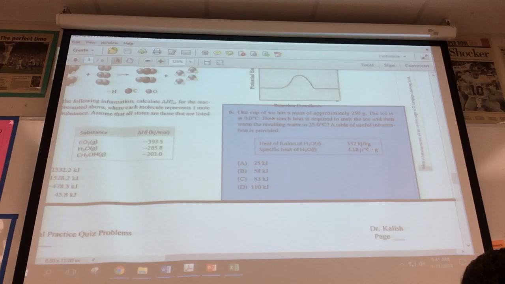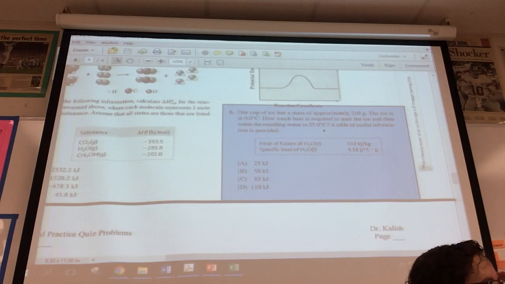It says 1 cup of ice has a mass of approximately 250 grams. The ice is at 0 degrees Celsius. How much heat is required to melt the ice and then warm the resulting water to 25 degrees Celsius? A table of useful information is provided. How do we approach this? You start by multiplying the mass with the heat of fusion. But you have to change the mass to kilograms. Maybe, maybe not. Let's take a look.